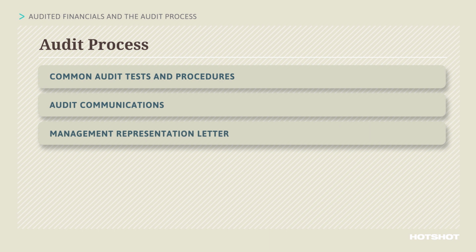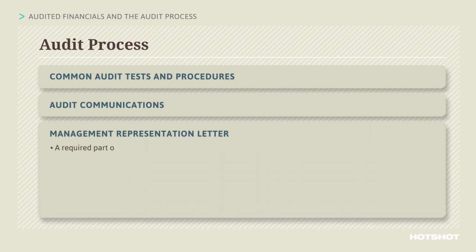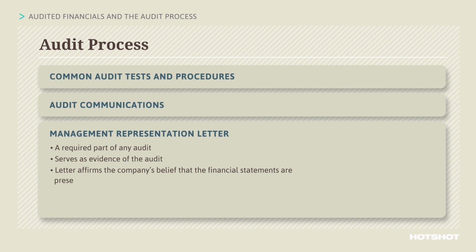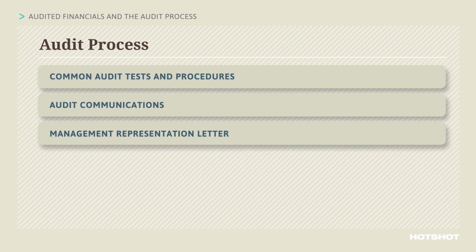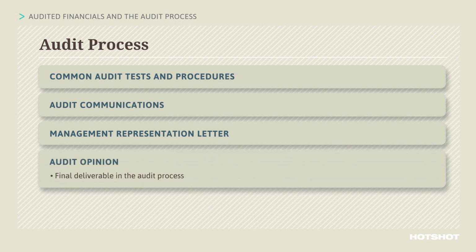The management representation letter is a required part of any audit and also serves as evidence of the audit. It's where the company's management affirms its belief that the financial statements are presented fairly and comply with GAAP. It's signed and dated by management on company letterhead as of the completion date of the audit. The final deliverable in the audit process is the audit opinion, which we cover in the next section.